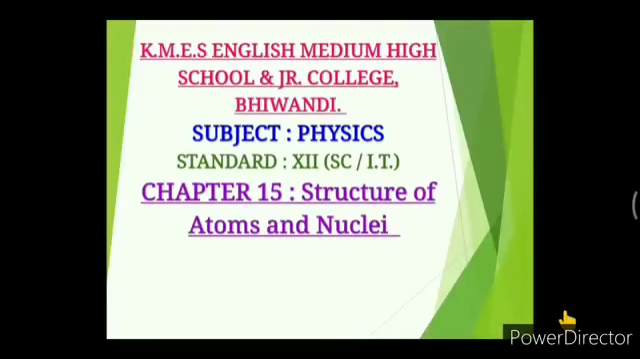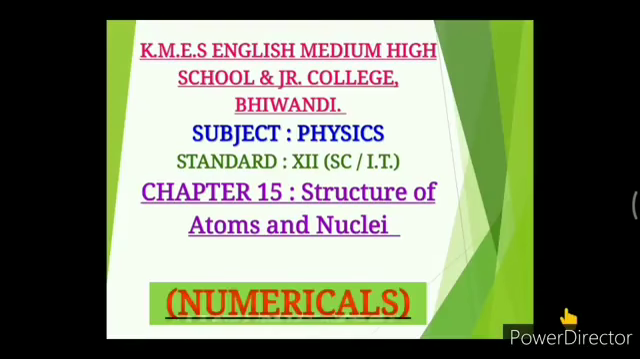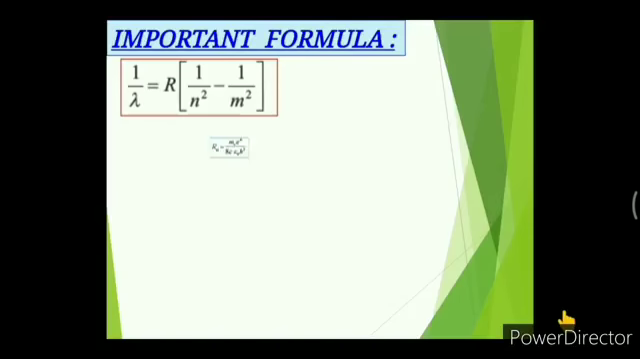Hello students, let's continue with the numerical part of chapter 15, Structure of Atoms and Nuclei. Before proceeding, let's go through the important formulas that we will use here. First one, 1 upon lambda is equal to R in bracket 1 upon n square minus 1 upon m square. The detailed discussion we have done for all the formulas. Here we are just going through it.